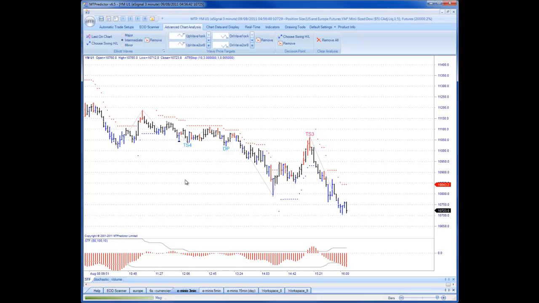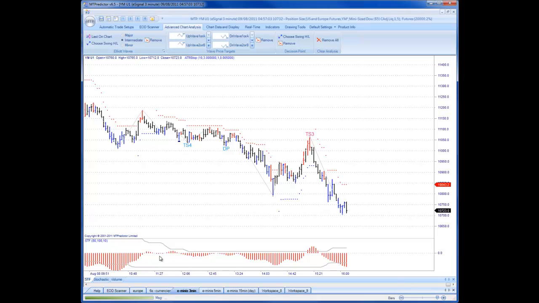Yesterday was quite an amazing day on the New York Stock Exchange with all the markets falling sharply. So today I would like to take a look at what MTPredictor found as the way of automatic setups on the four US minis. That's the YM, the NQ, the ES and the Russell Index, the TF.